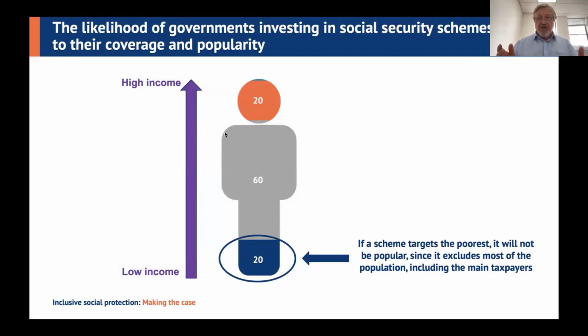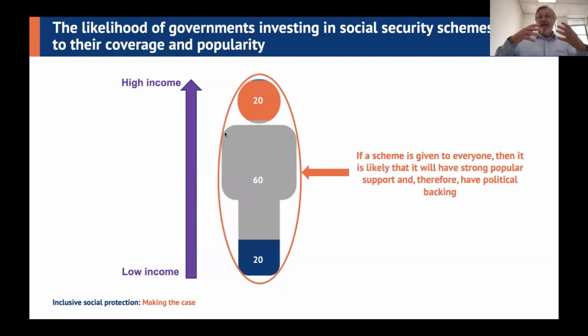No government wants to really invest very much in them. That's why they have very low budgets, because they're excluding most of the population and they're excluding the main taxpayers. So nobody wants to invest in those schemes. And that's why you find such low levels of investment in means tested schemes globally.